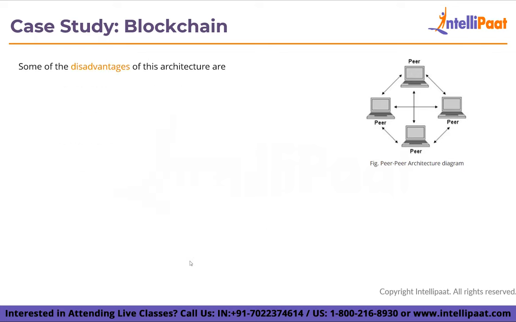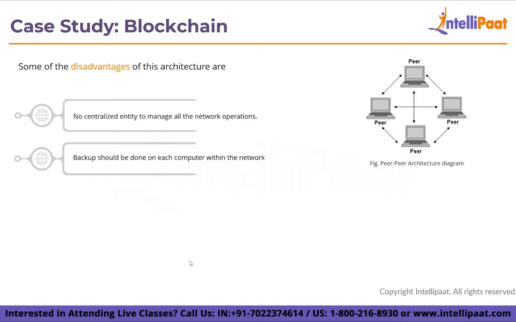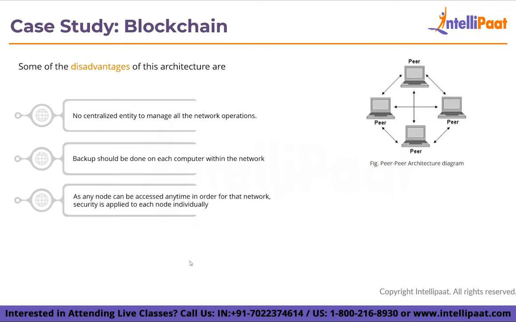Now, let us take a look at some of the disadvantages of this architecture. The first one is that it has no centralized entity to manage all the network operations. And the second one is that backup should be done on each computer network. Moving on to the third disadvantage. As any node can be accessed anytime in that network, security is applied to each node individually. So there is a bit of security concern here, meaning that security should be applied to each of the nodes individually. But we have workarounds around this disadvantage.